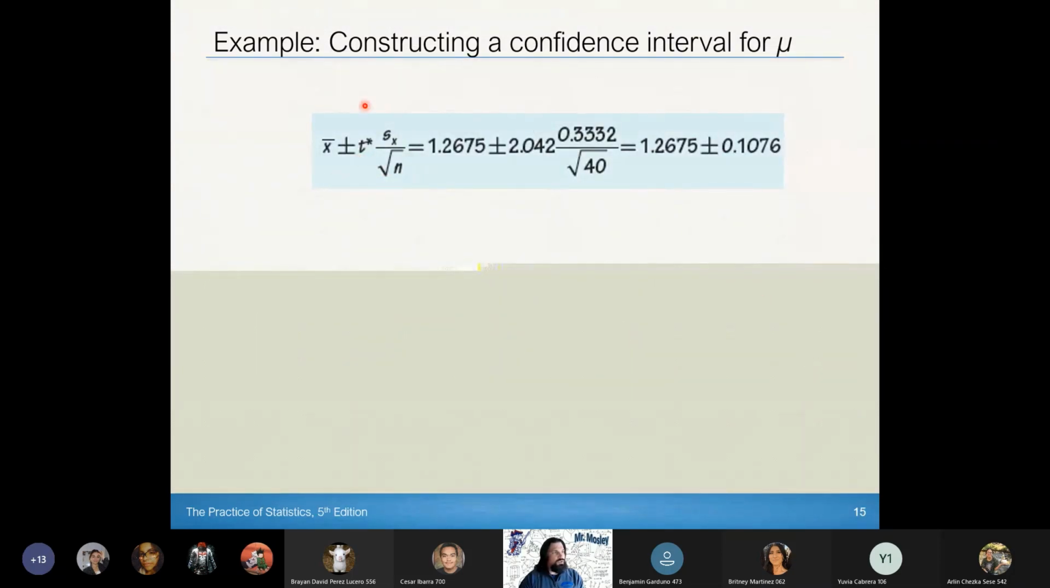So we use our formula here, x bar plus or minus t star times s sub x divided by square root of n. That sets up to this 1.2675 plus or minus 2.042, t star, times 0.3332 divided by square root of 40, and we get 1.2675 plus or minus 0.1076 for the interval from 1.1599 to 1.3751.